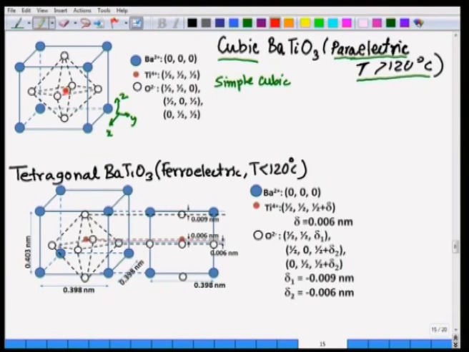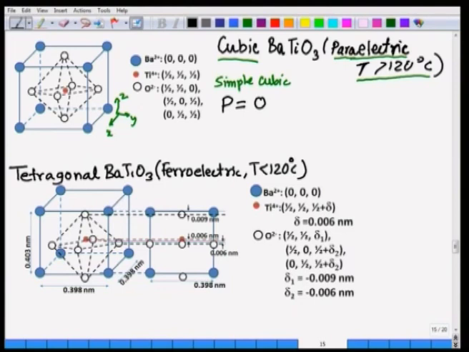So the center of negative charge due to oxygen is also at half half half, and therefore the center of positive charge and the center of negative charge coincide. The consequence is that the total polarization is equal to 0, because there is no net dipole moment in a unit cell. Centrosymmetric structure leads to that. So that is the simple cubic structure.